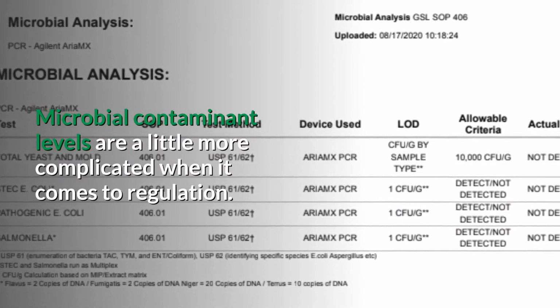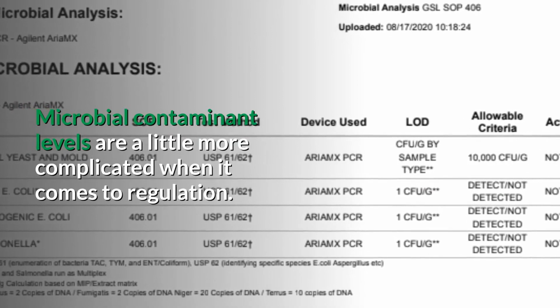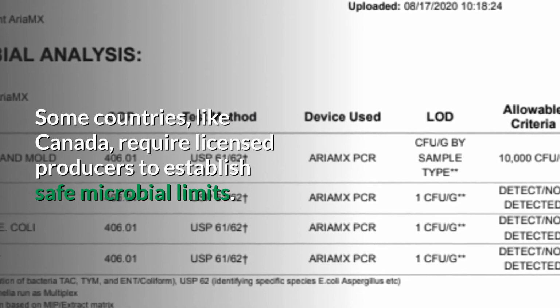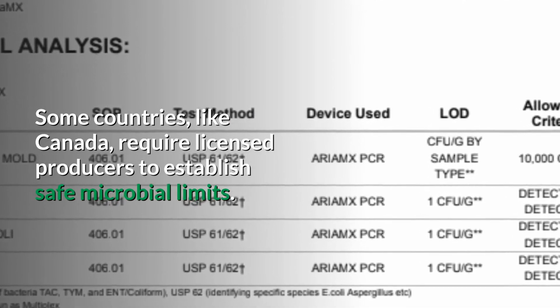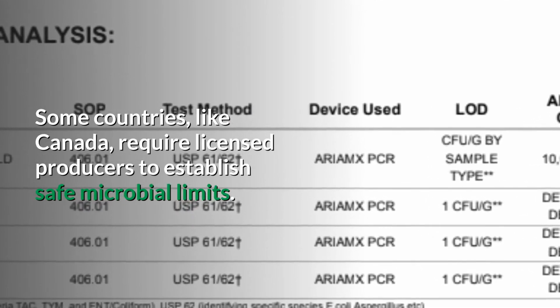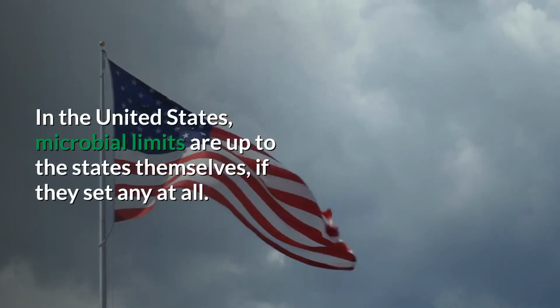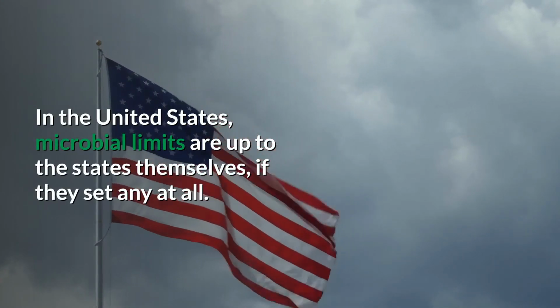Microbial contaminant levels are a little more complicated when it comes to regulation. Some countries, like Canada, require licensed producers to establish safe microbial limits. In the United States, microbial limits are up to the states themselves, if they set any at all.